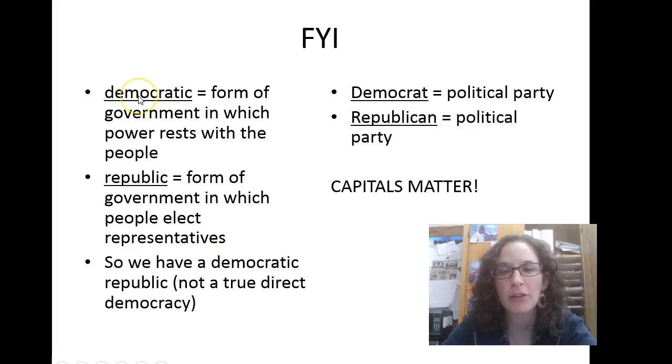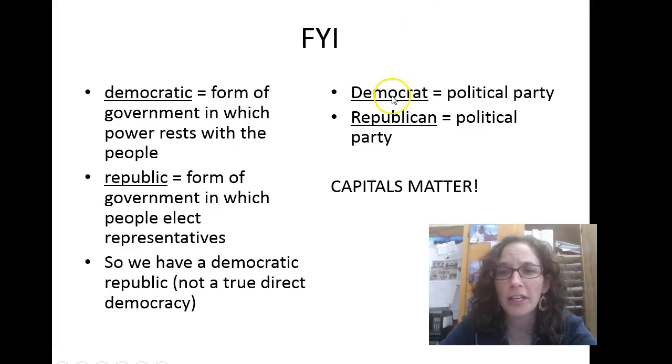Now, if we're talking about the form of government, like the democracy of ancient Athens, where people can vote directly on laws, that form of government you would write with a lowercase d. And if we're thinking of a republic, we do have a republic, but that's a lowercase r. That's the form of government in which we elect people to be our representatives. To be quite descriptive, we have a democratic republic. We elect people, and that electing part leaves power in the hands of the people.